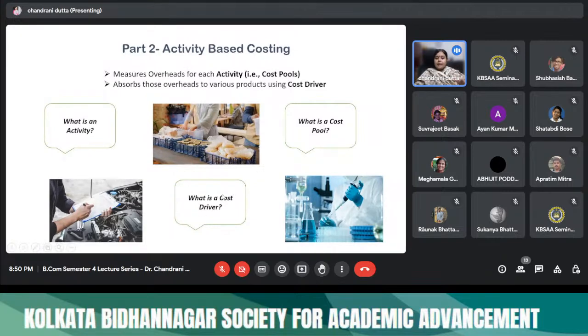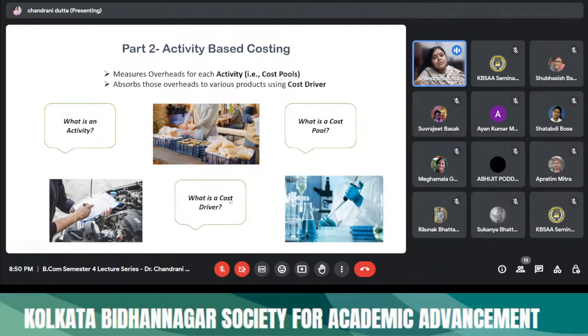And what is cost driver? Cost driver is the factor for which the cost is being incurred. Like packing cost, why are you incurring it? What is driving it? It's the number of packings taking place that is driving it, okay. So setup cost, why are you incurring it?